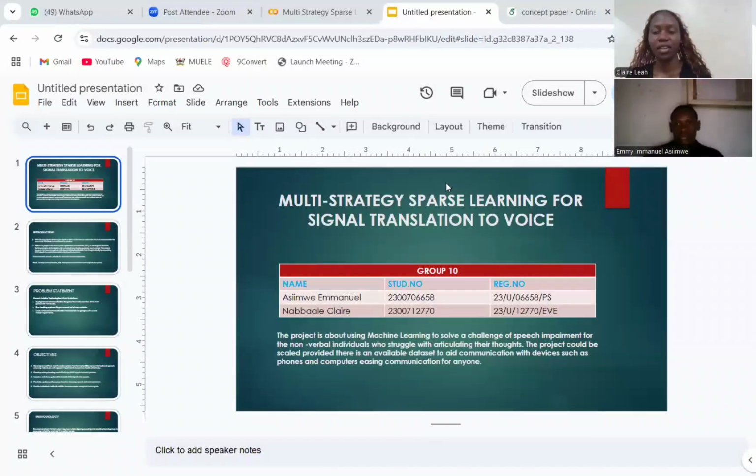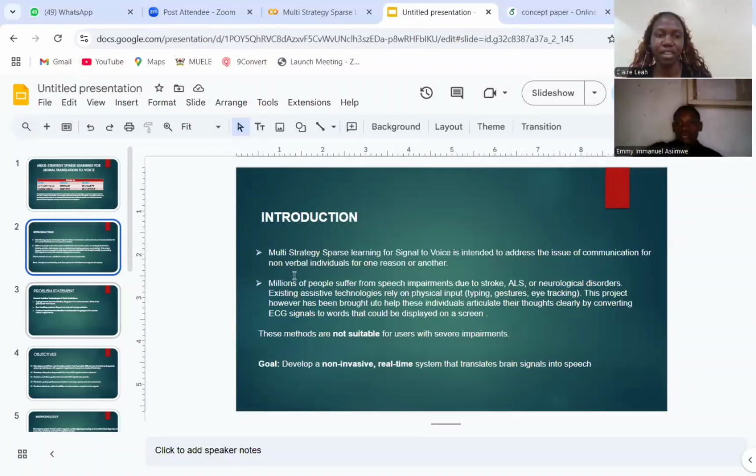Good evening. My name is Claire, with my colleague Emma, and our project is about multi-strategy sparse learning for signal translation to voice. Our introduction: multi-strategy sparse learning for signal to voice is intended to address the issue of communication for non-verbal individuals for one reason or the other.